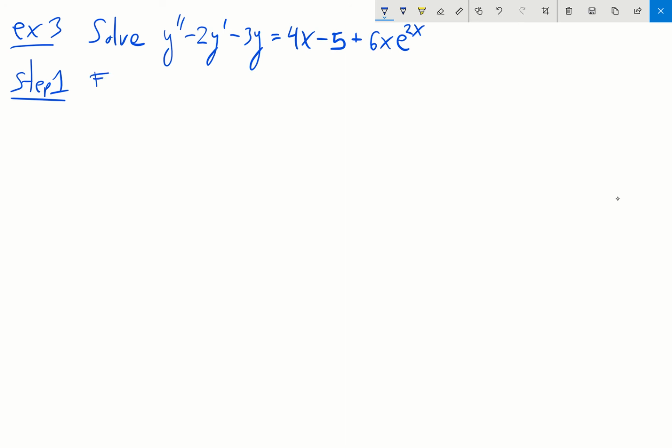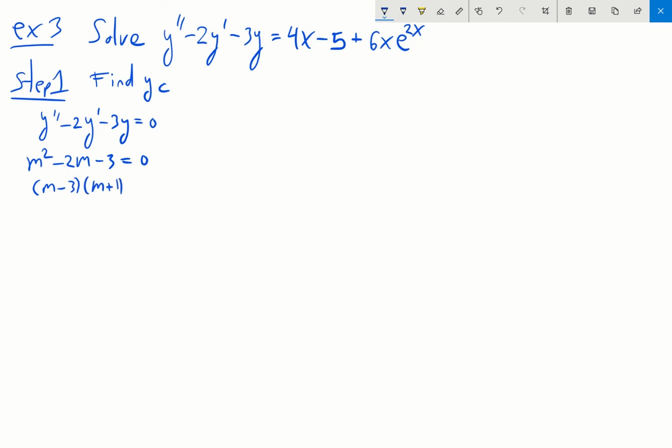So we want to find y sub c. We're going to solve the associated homogeneous differential equation y double prime minus 2y prime minus 3y equals 0. The auxiliary equation is m squared minus 2m minus 3 equals 0. This is solved easily via factoring. This factors as m minus 3 times m plus 1 equals 0. Set each factor equal to 0.